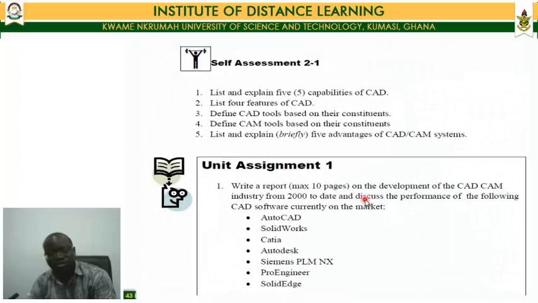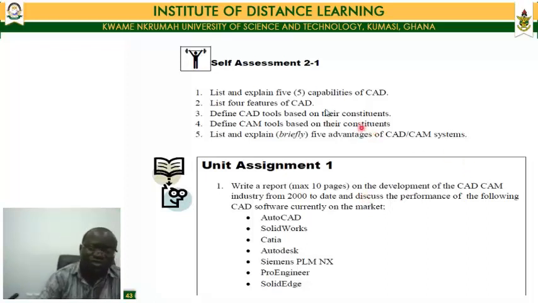Okay, so to end the course, by way of self-assessment, you should be able to explain some of the capabilities of CAD and list 4 features of CAD. You should be able to define CAD tools based on their constraints, and define the CAM tools as well. And you should also be able to explain some advantages of CAD/CAM systems.